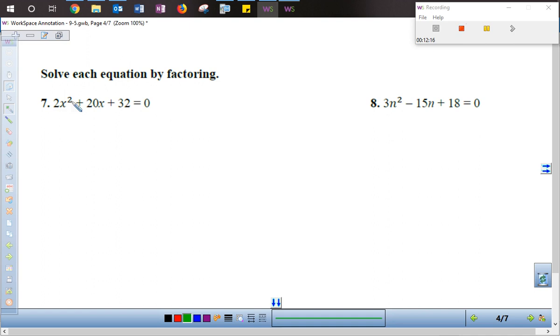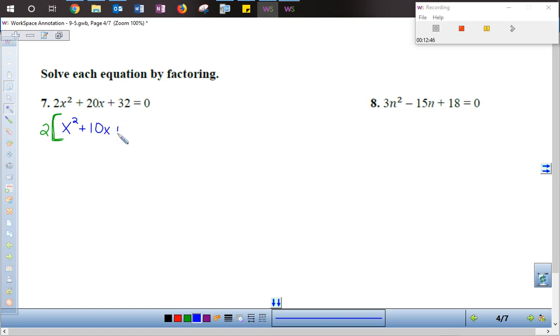So 2x squared, 20x, and 32, those are all even numbers, so I'm going to take out a 2. And remember, when you take it out, put brackets to make sure everything behind it is easier to see. Now 2x squared divided by 2 gives me x squared. 20x divided by 2 gives me 10x.